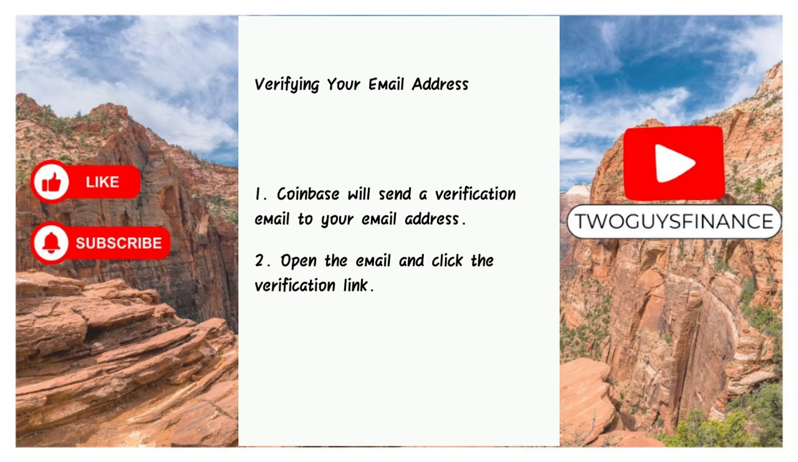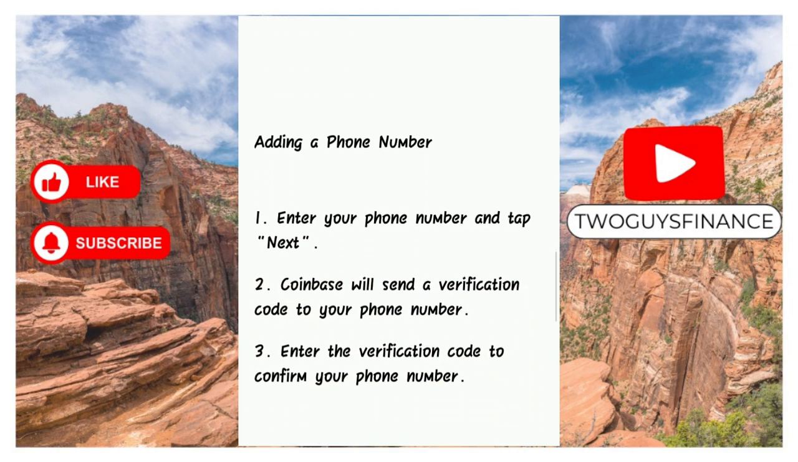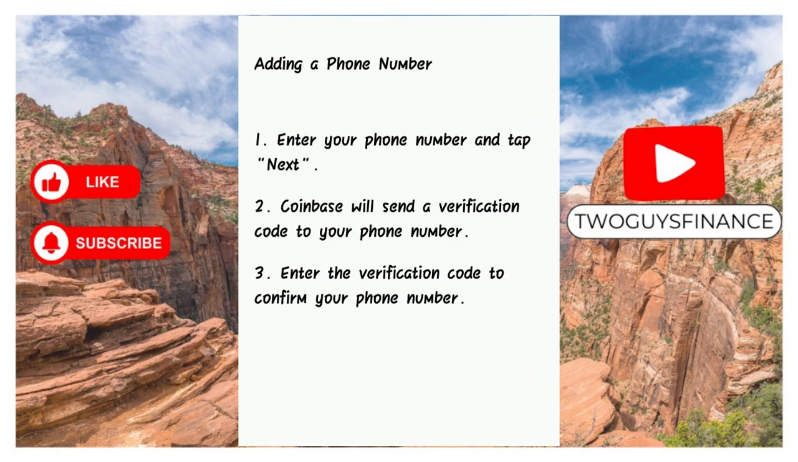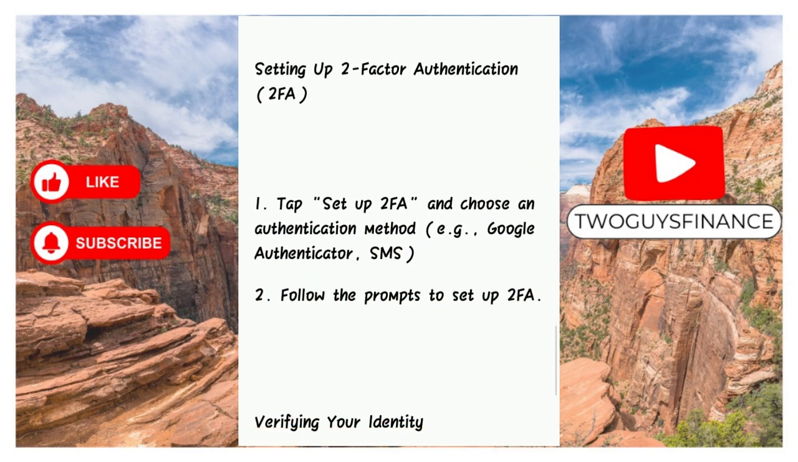Coinbase is going to send you a verification email. Go ahead and open that email and click the verification link, and once you're done, the next step is to add a phone number. Enter your phone number and tap next. Then Coinbase will send a notification code to your phone number to verify it, and once that is done, you've confirmed it. The next step would be setting up two-factor authentication.